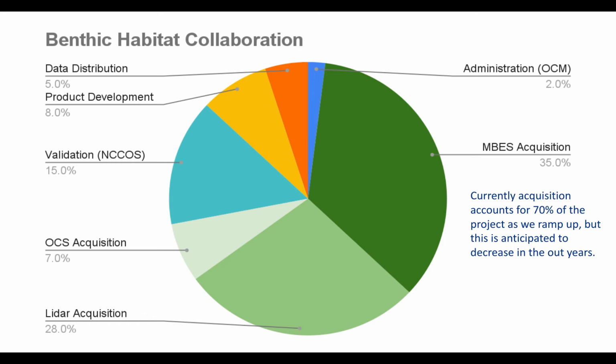And again, we set aside some of the funding for data distribution. Part of that work is actually looking at how do we go about making sure people can discover these products after they've been created, whether they're on NCOS's website, NOAA OCM's website, or other resources here in the Great Lakes region. I also want to highlight that right now, a lot of our budget is focused on acquisition. In the out years, we anticipate that this will decrease, especially as we get more and more new areas collected, but will require additional validation work in the future.